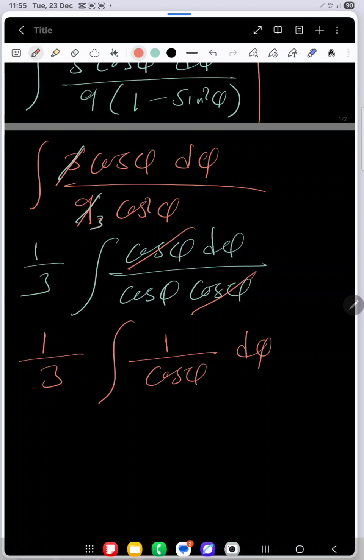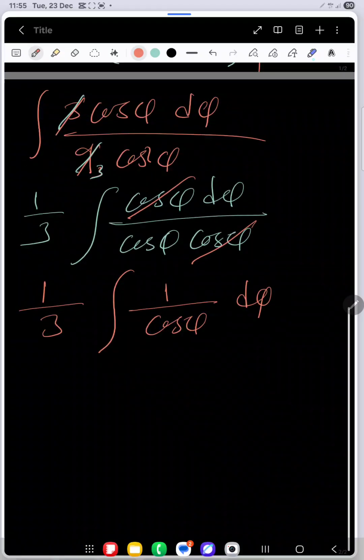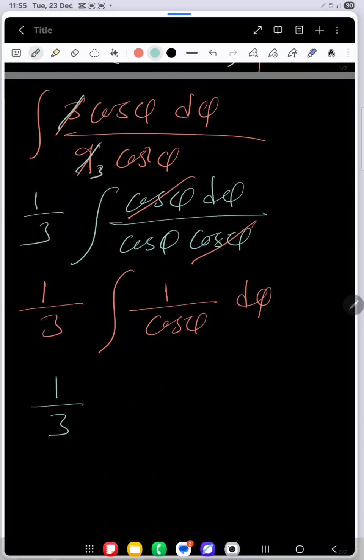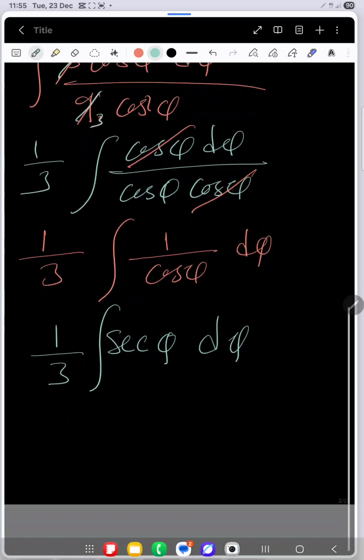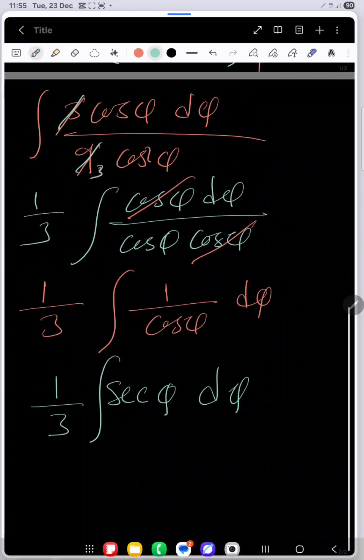Now after that, you can change this 1 over cos theta to another trigonometric identity. 1 over cos theta is the same as sec theta. So we are integrating now the sec theta d theta like that. Now integrating the sec theta is a standard form; these are standard integrals that you can know for trigonometry or trigonometric ratios.